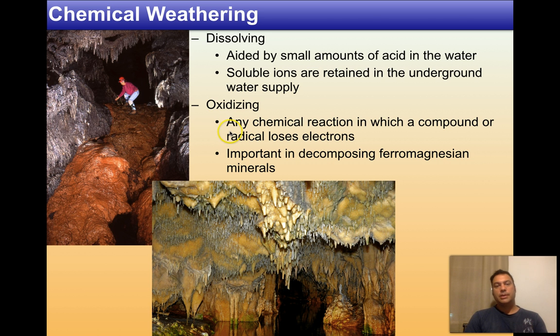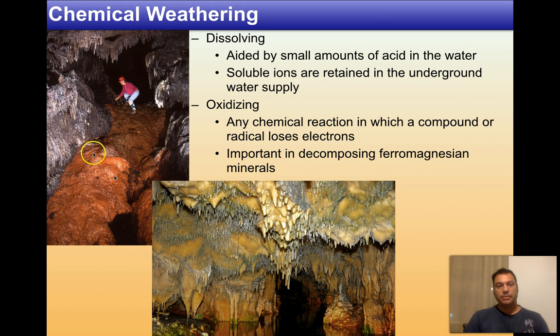An oxidizing reaction is any chemical reaction in which a compound or radical loses electrons, okay? So if it loses electrons, in this case, what is it going to be losing the electrons to? The oxygen, right? The oxygen tends to come and take electrons away from things. So it's important for decomposing ferromagnesian minerals such as olivine, such as orthopyroxene, things like this. And so here we see both episodes here.